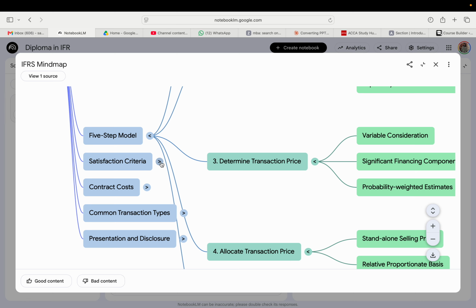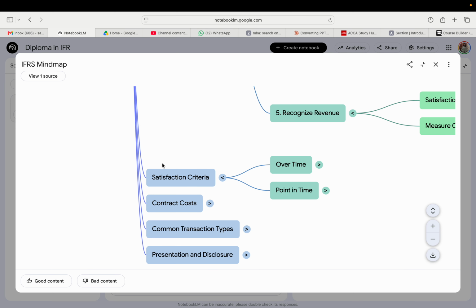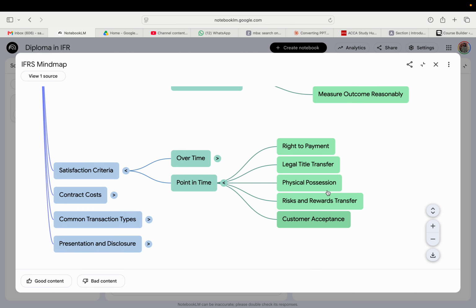Now, satisfaction criteria. Either you are satisfying it at a point in time or over a time. So you can recognize revenue over a period of time, or you are recognizing revenue at a point in time. See, at a point in time is easier.